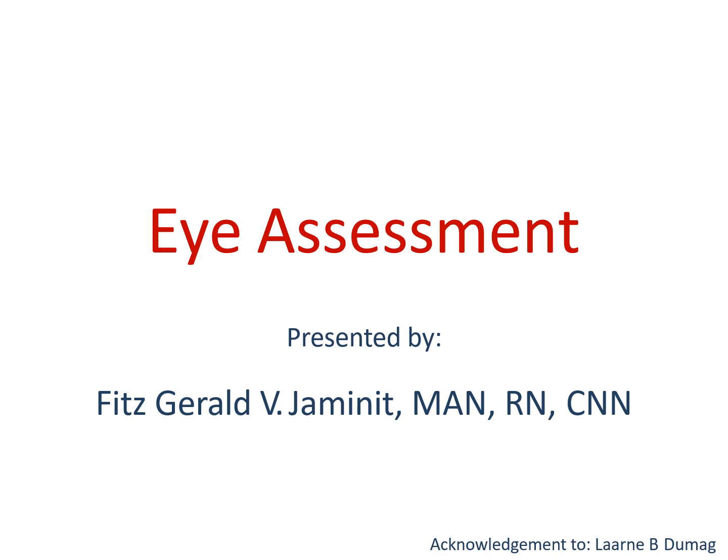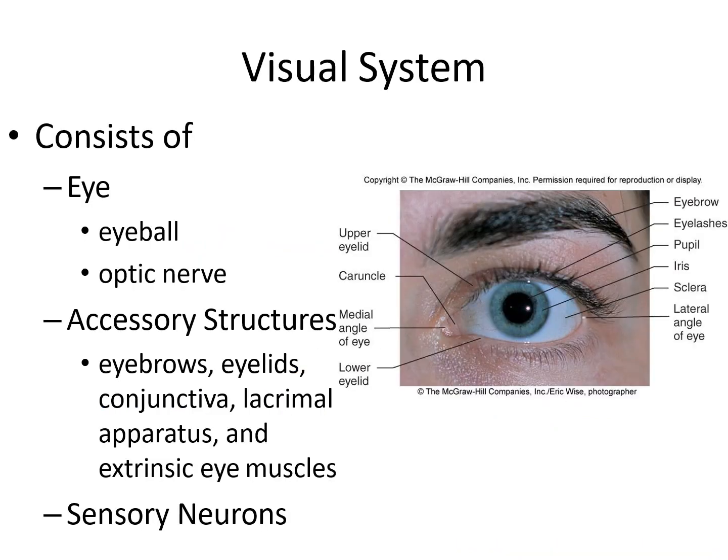So to start with, we begin with our review of the anatomy and physiology of the eyes and the senses. The visual system consists of different structures. This may involve the eye, accessory structures, and sensory neurons. The eye consists of the eyeballs and your optic nerve. The accessory structures include eyebrows, eyelids, conjunctiva, lacrimal apparatus, and extrinsic eye muscles.